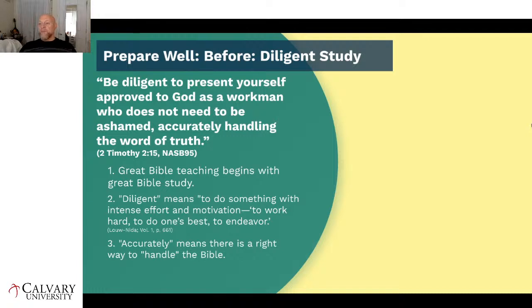All right, that may seem pretty basic to you, but there are a lot of people out there who would say that we can handle the Bible essentially however we want, or they'll say that the right way to handle the Bible is to allegorize it, which means you end up with multiple interpretations, just the whim of the interpreter and the Bible teacher. Accurately means there is a right way to handle the Bible. Not necessarily at this point saying what that right way is, but this verse teaches that there is a right way to handle the Bible.